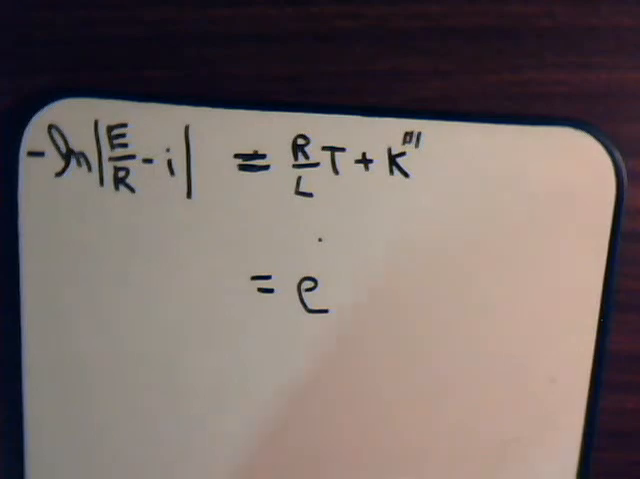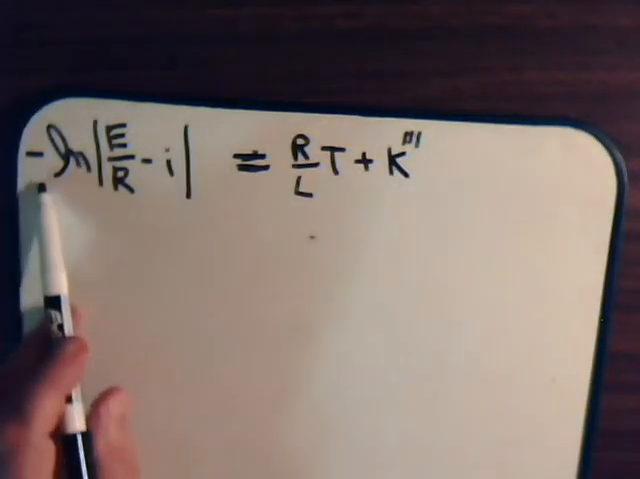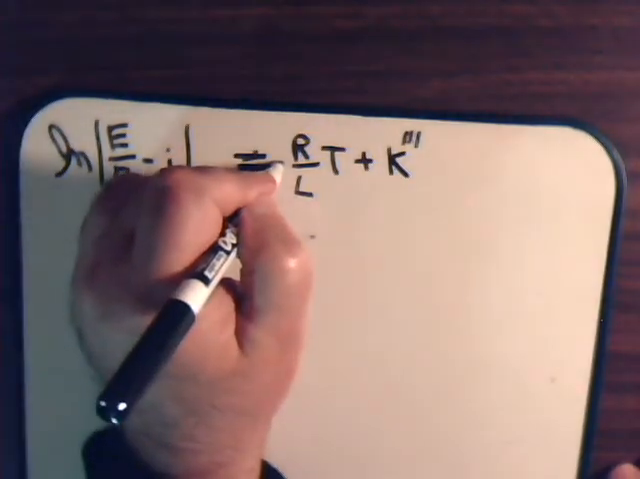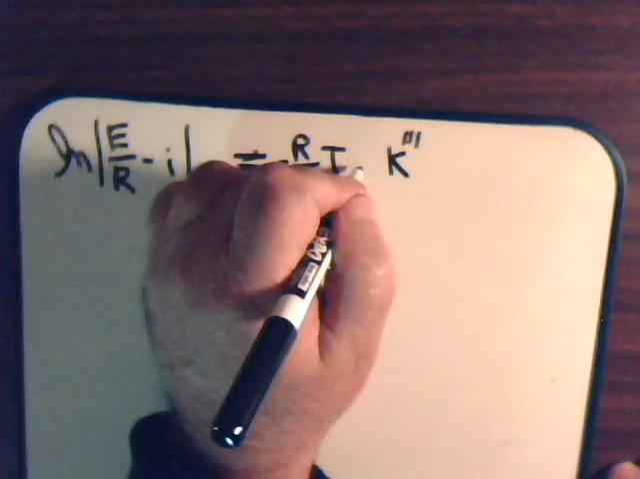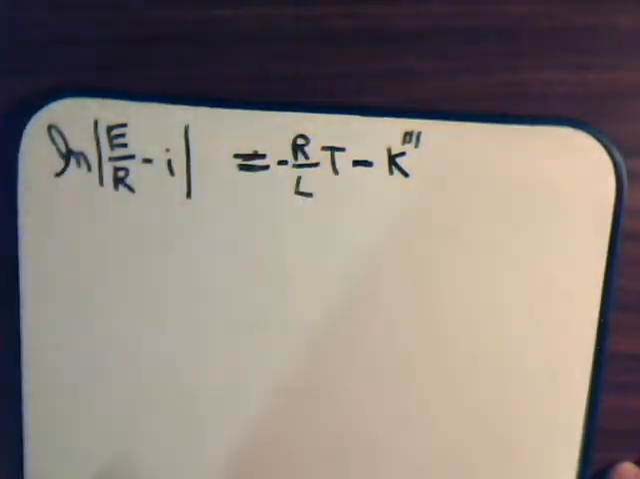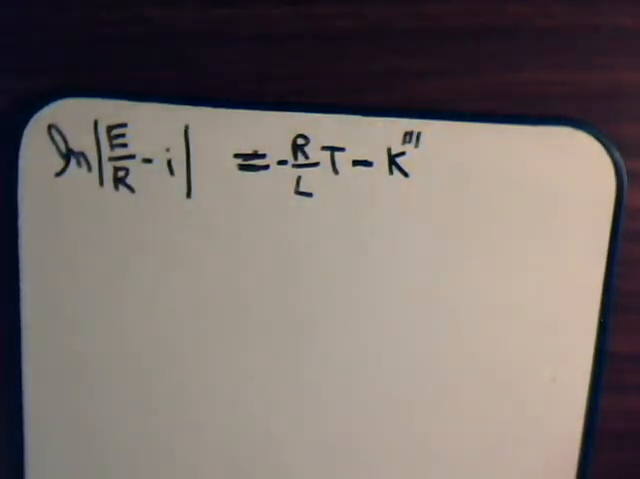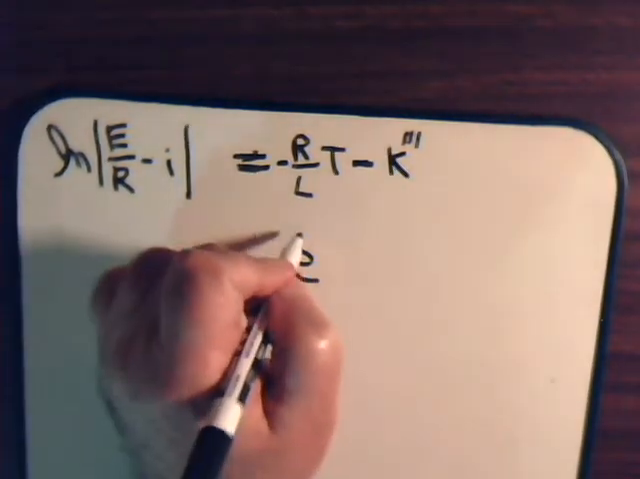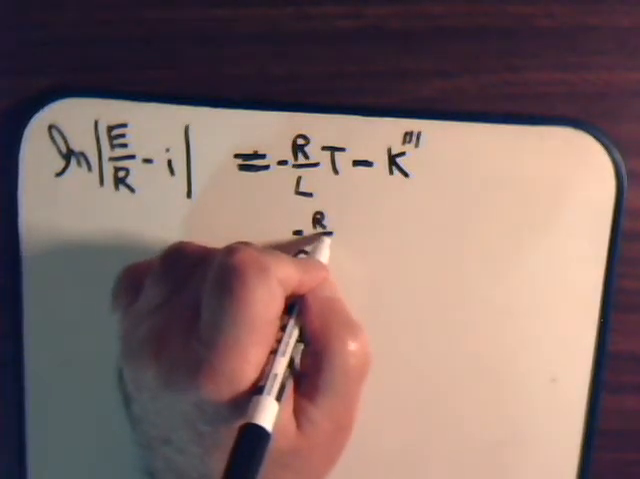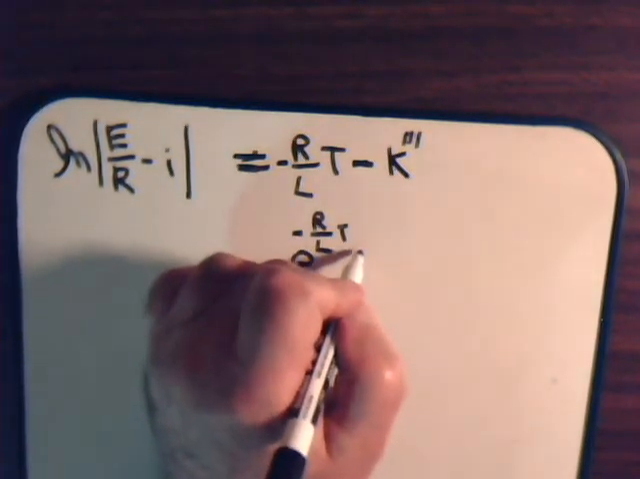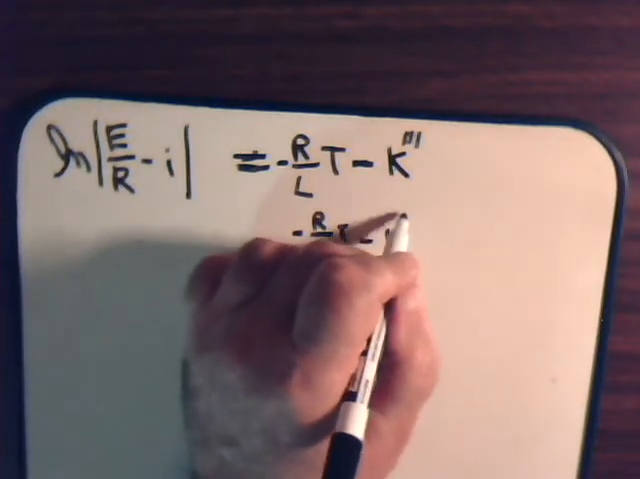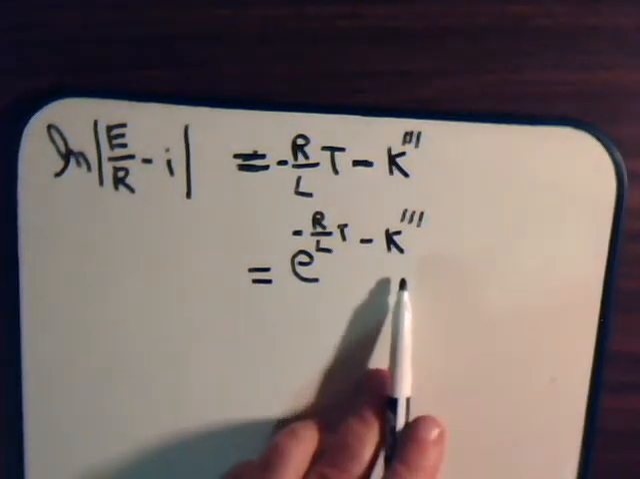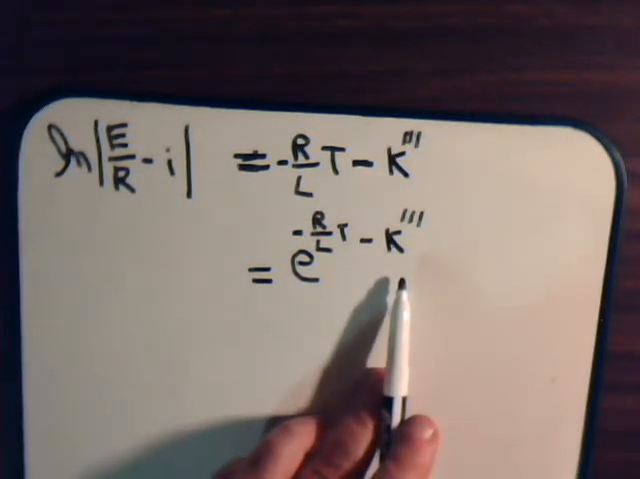Actually, before we do that, I want to do just one other thing. This negative sign, let's put it over on this side. So here, this will be minus, and this will be minus. That makes it easier to work with. Okay, now raise each side of the equation to the power e. So on this side, we're going to have e to the minus R over L times T, minus K triple prime. Just a bunch of arbitrary constants put together into one.